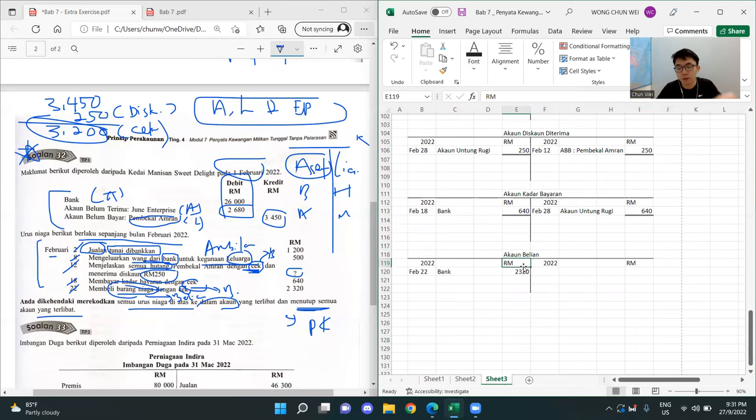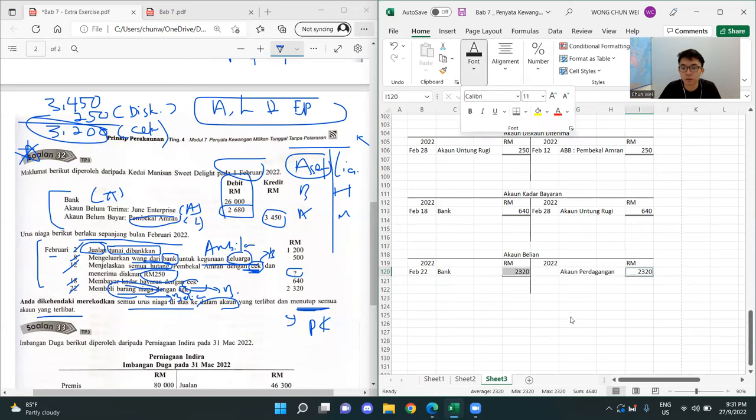Okay, then belian. Belian is to your account perdagangan. So, account perdagangan. So, 2,320 double line. So, this is February. Okay, so you guys complete it.